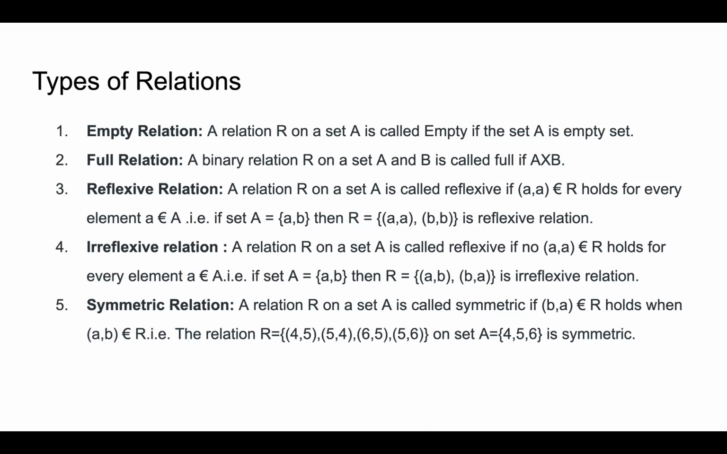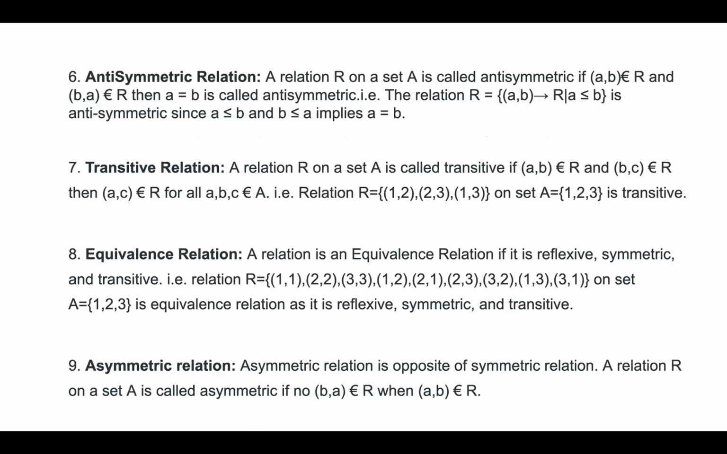In that, a relation R on a set A is called symmetric if (b, a) belongs to R whenever (a, b) belongs to R. Opposite means X and Y values are interchanged, and those are also included in the relation. Then that relation will be known as a symmetric relation.